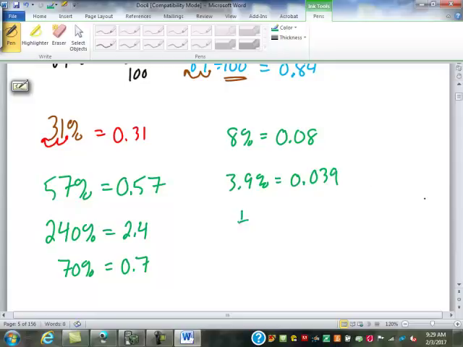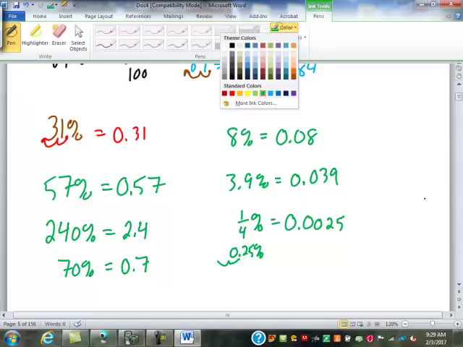0.039. And here's the one I usually catch people on. 1/4% as a decimal. There we go. 0.0025. 1/4 is 0.25, but that would still be a percent. So it changes the decimal. You still got to move the decimal point over 2 spots.